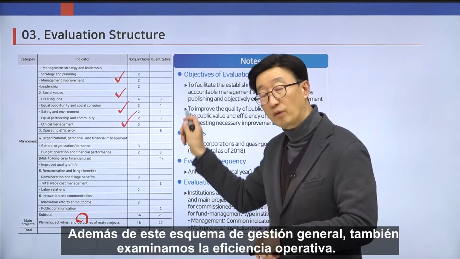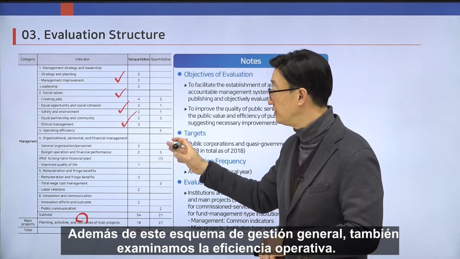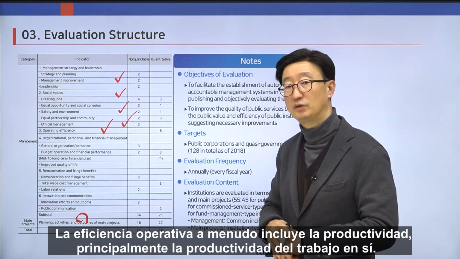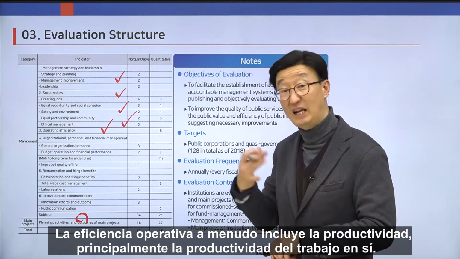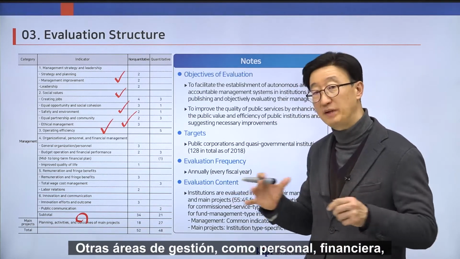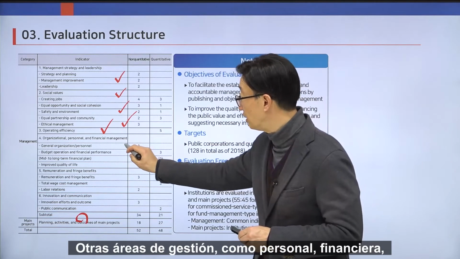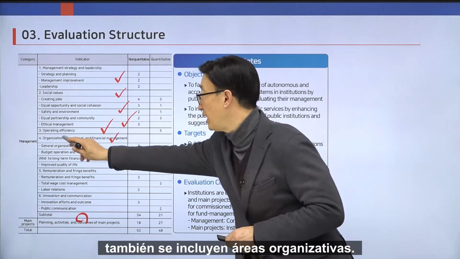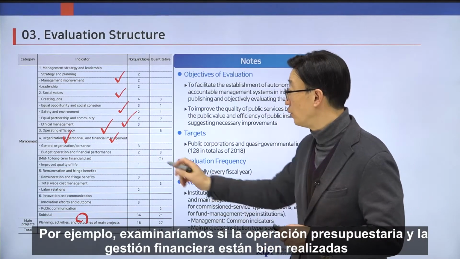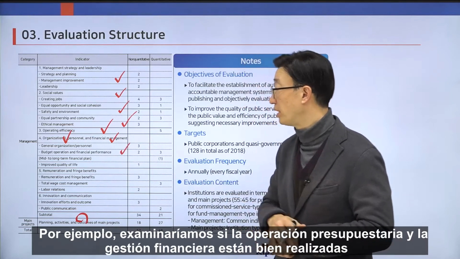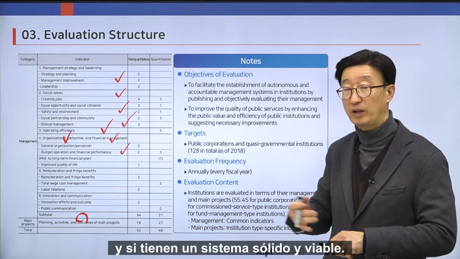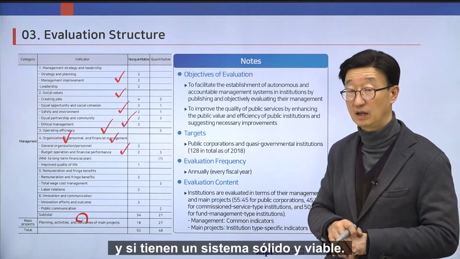As well as these overall management schemes, we also examine operational efficiency. Operational efficiency often includes productivity, mainly labor productivity itself. Other management areas, such as personnel, financial, and organizational areas, are also included. For instance, we would examine whether budget operation and financial management are well conducted, and whether they have a sound and viable system itself.